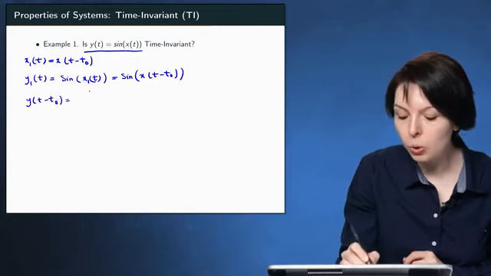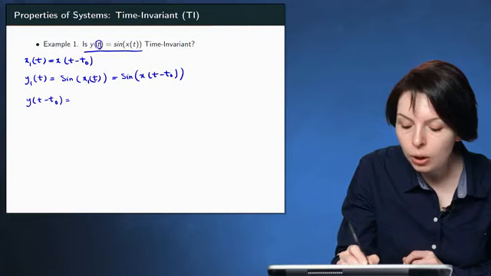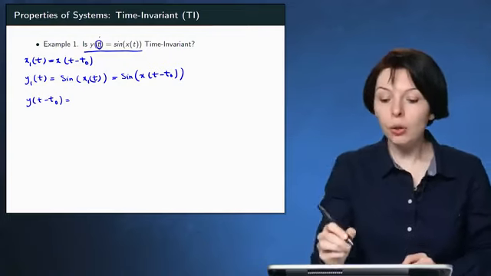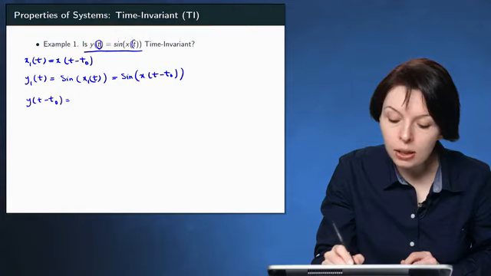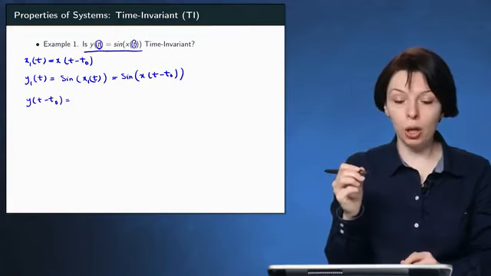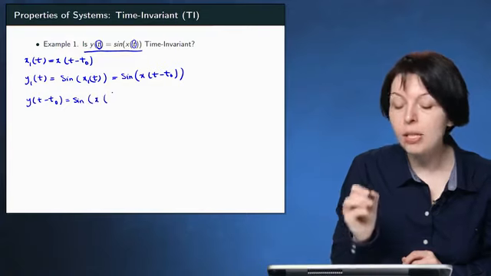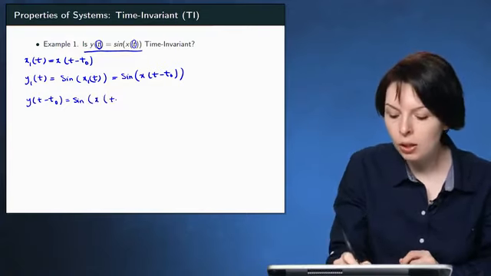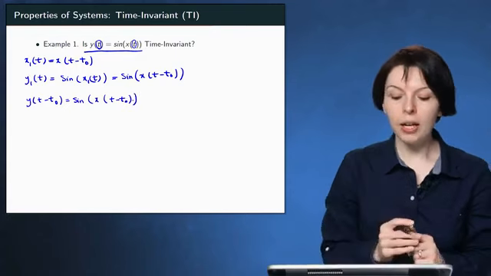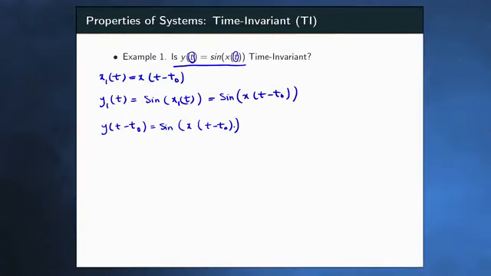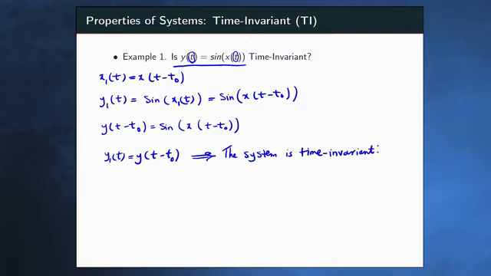That's going to be equal to, if I have y of t and I'm looking for y of t minus t naught, I only need to change t to t minus t naught whenever I see t in the expression of y of t. So it's going to be equal to sine of x of, instead of t, I'm going to write t minus t naught. Okay. Now comparing y1 of t and y of t minus t naught, you can see that they are equal. Here, y1 of t is equal to y of t minus t naught. As a result, the system is time invariant.